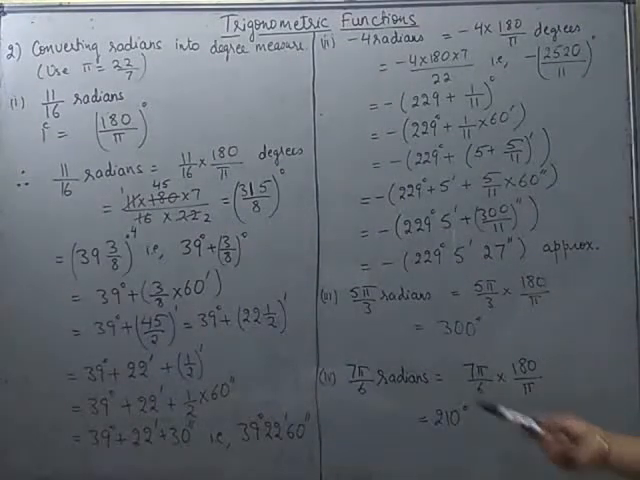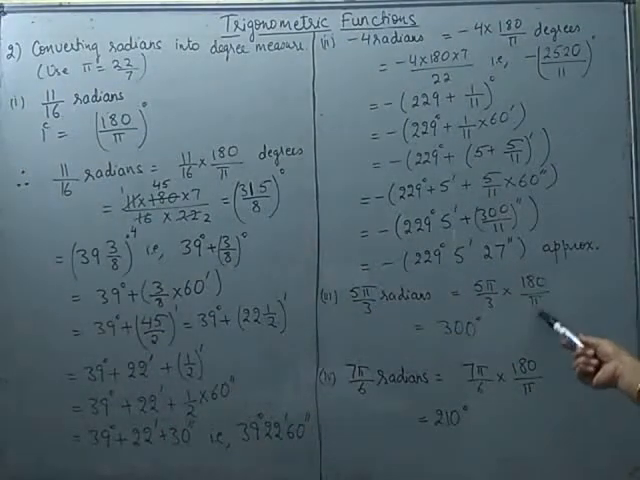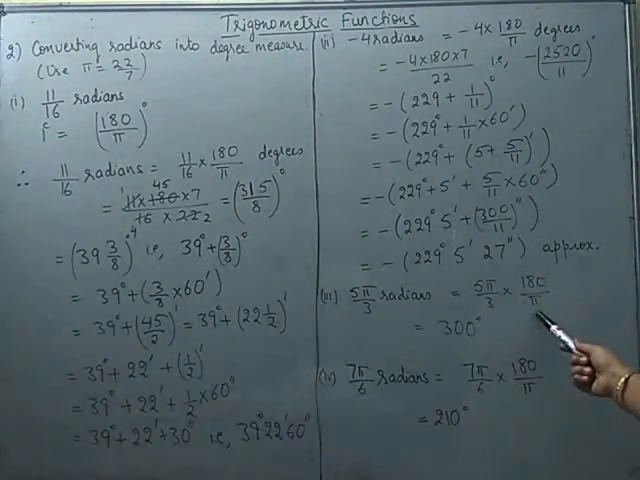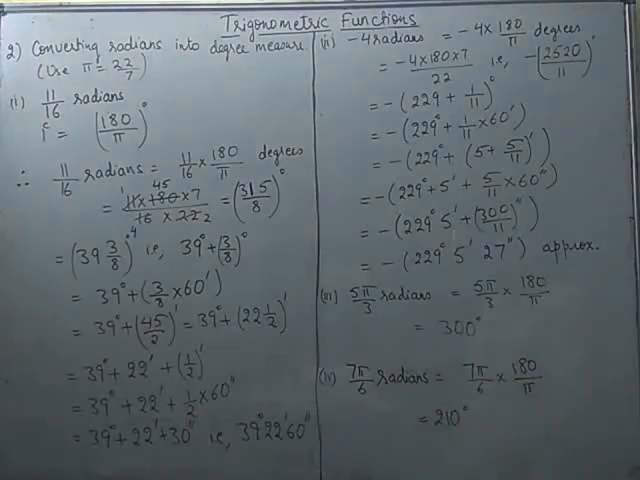Now look at these last two. This is 5 pi by 3 radians. So converting it into degrees, we have simply multiplied it with 180 over pi degrees. You can see pi gets cancelled out. With 3 we can cancel out 180, we get 60. So 60 into 5, 300. So this is 300 degrees. Then 7 pi by 6 radians can be done in the same manner. 7 pi over 6 into 180 over pi. So pi and pi get eliminated. 6 into 30 is 180. So 30 into 7, it comes out to be 210 degrees.